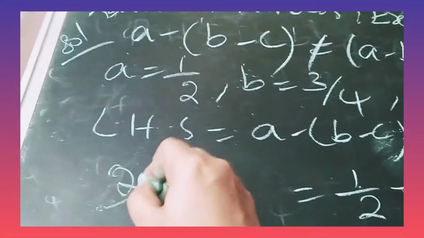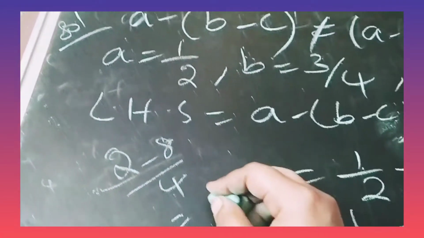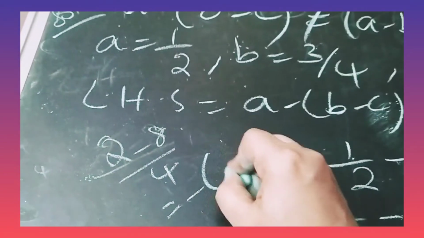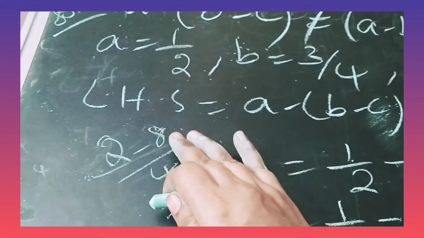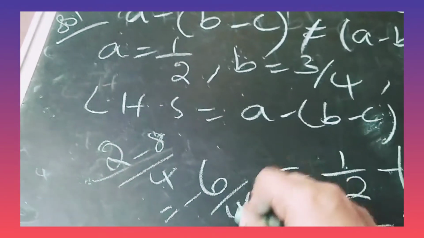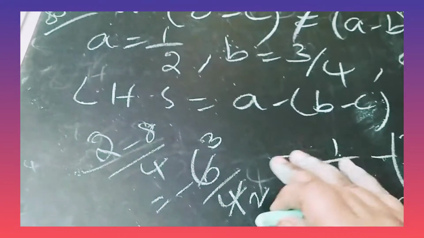What is 2 minus 8 by 4? 2 minus 8 by 4, you have to do 8 minus 2. 8 minus 2 means it is minus 6. Which number is bigger here? 8 is bigger now, so you have to write the symbol of 8. It is minus 6 by 4. 2 2s are 4, 2 3s are 6. The answer is minus 3 by 2.